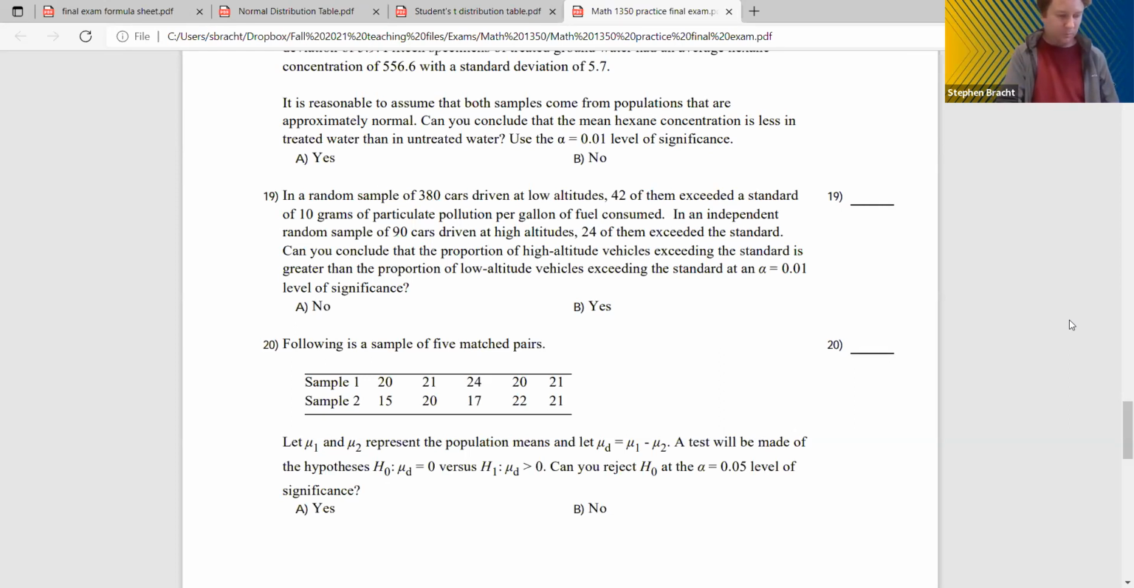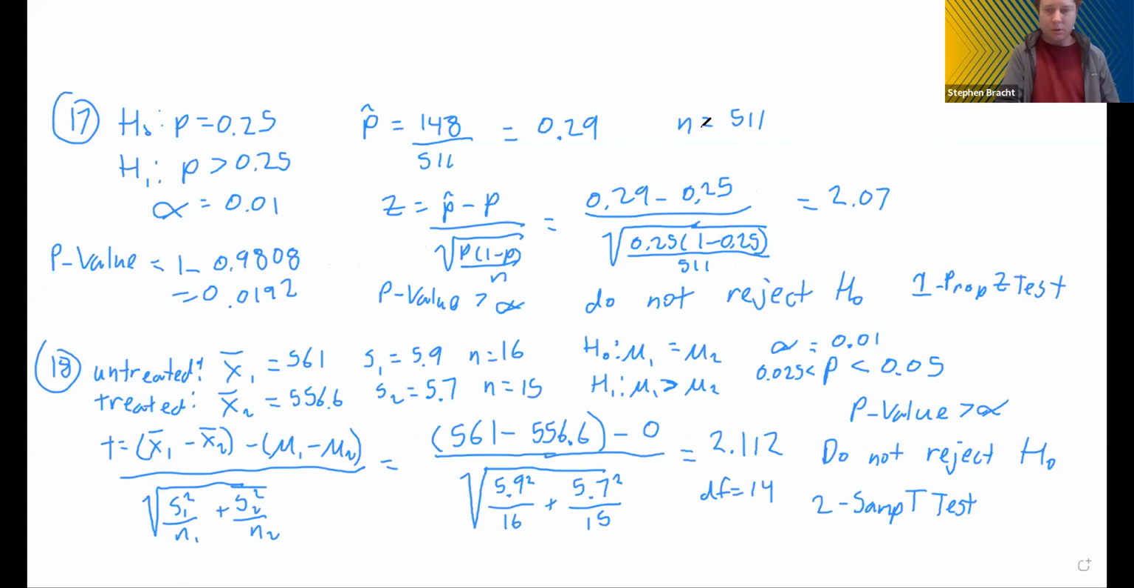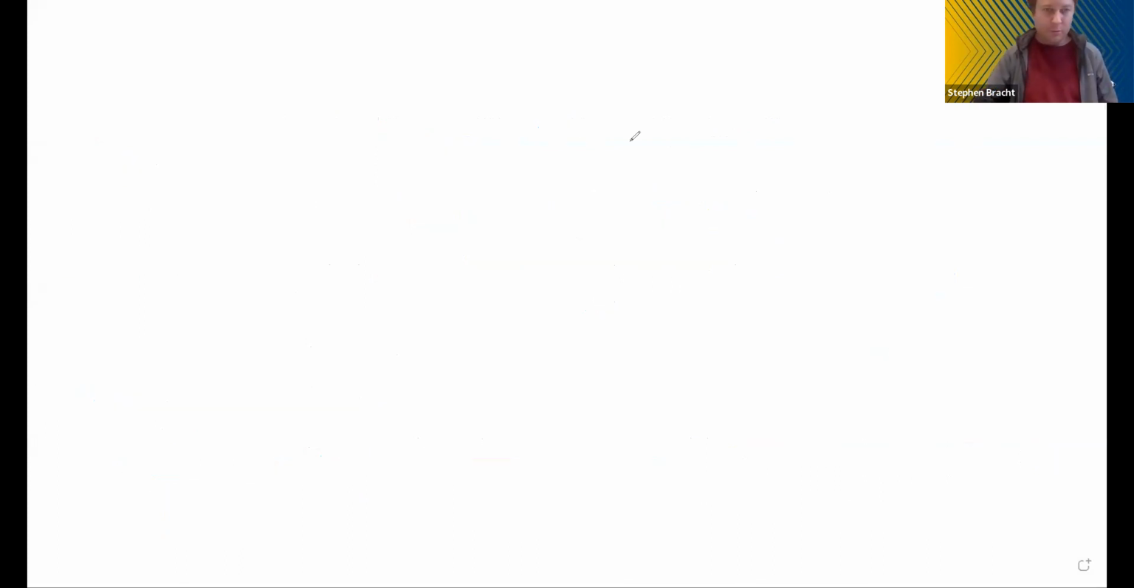All right. So this is 19. This time we're comparing two proportions, right? Again, I'm just going to write down the data that I'm given. For low, I'm going to say that... actually, sorry. Let's try this again. Okay, 19.